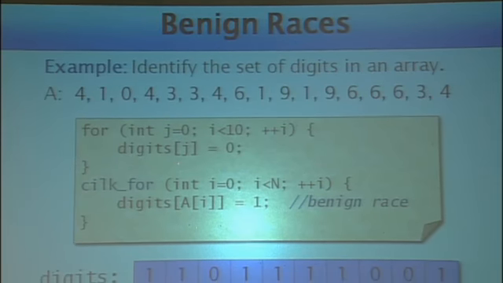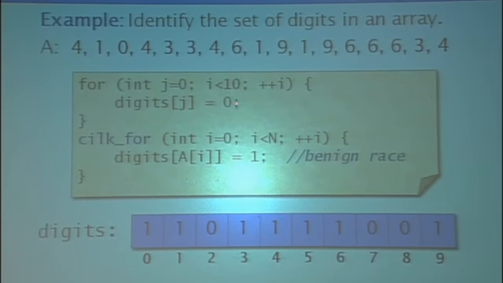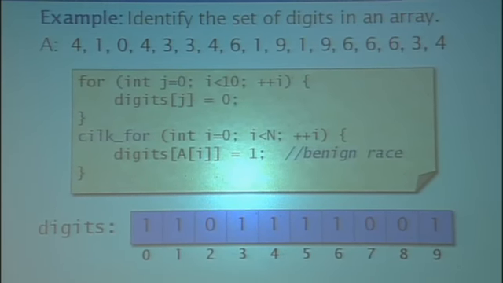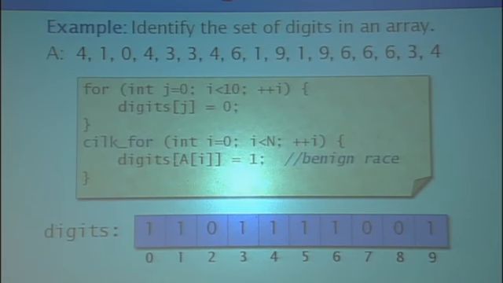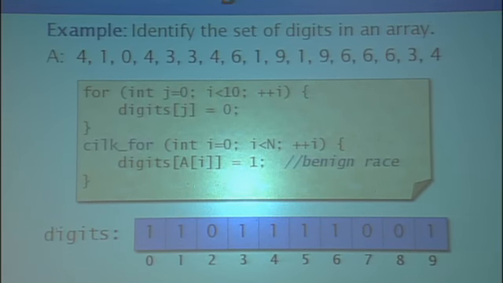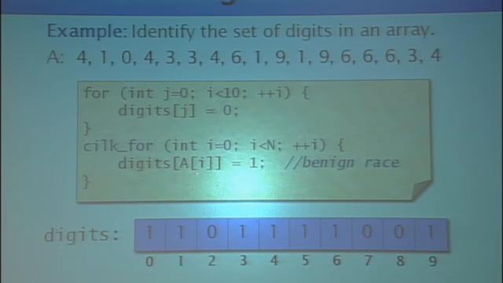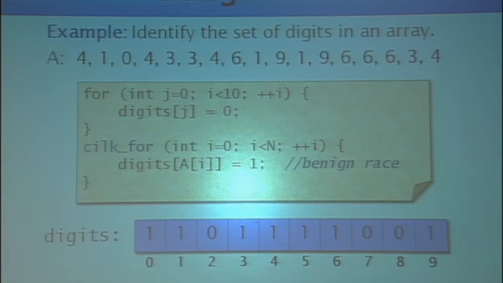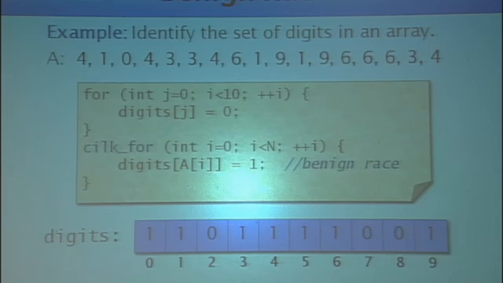Let me initialize an array called digits to have all 0 entries. And now let me go through all the elements of A, and set digits of whatever the digit is to be 1. So set it to 1 if that digit is present. And I can do that in parallel, even.